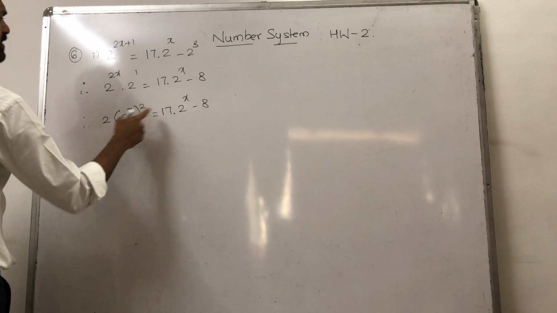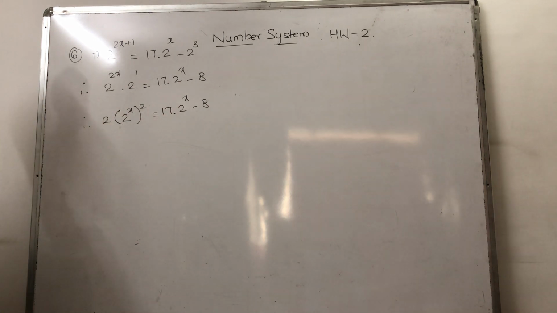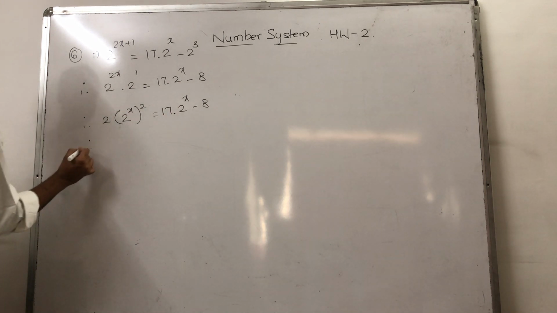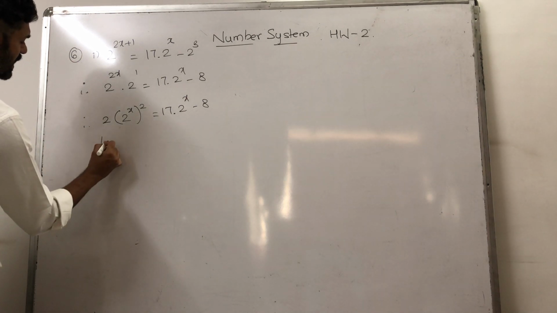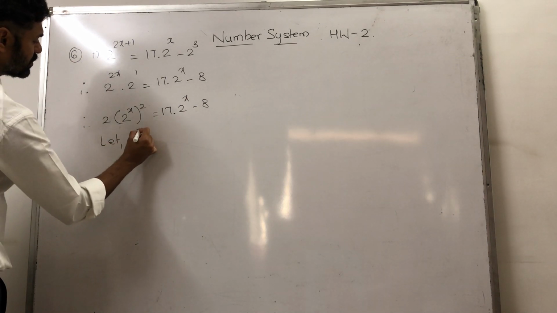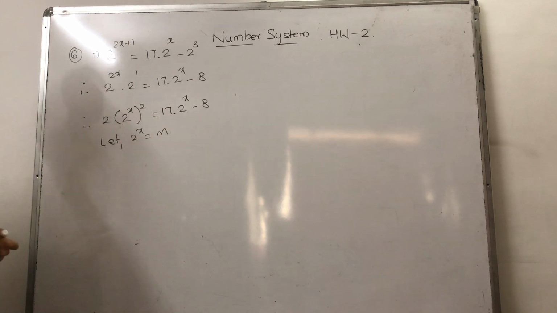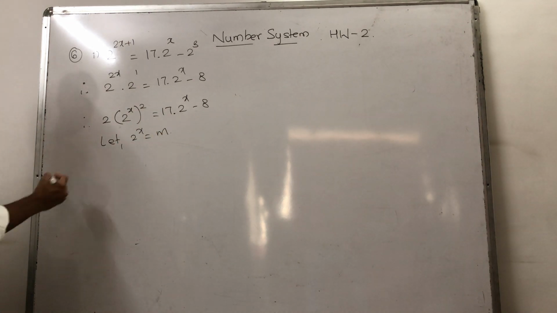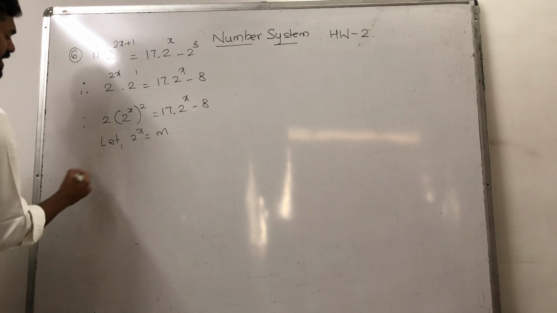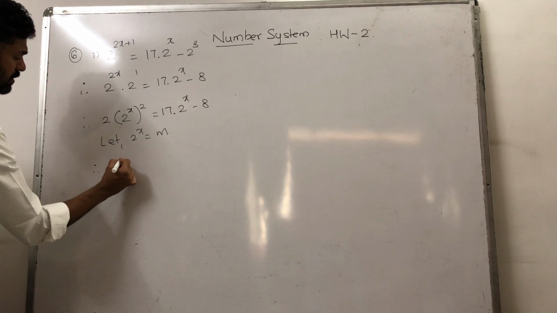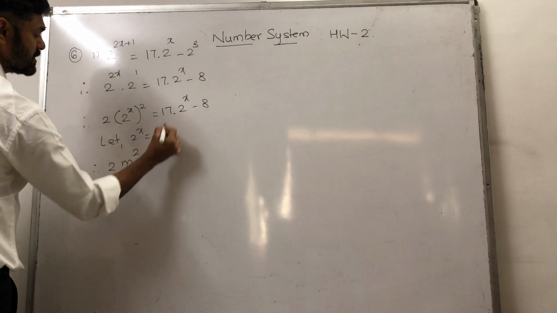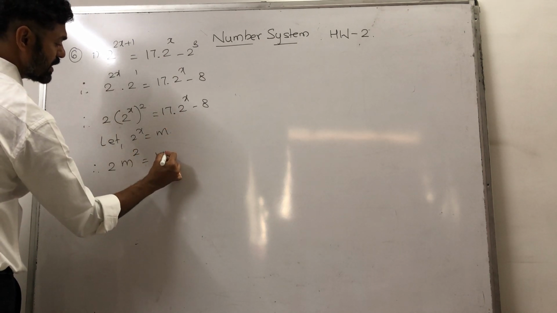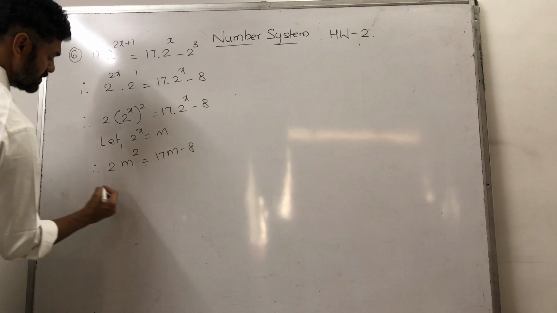If you notice, both sides we have 2 raised to x as a common factor. Just to make the question look easy, I am making an assumption. I write let 2 raised to x equal to m. We will replace 2 raised to x as m, so this equation will become 2, this is m and this is squared, equals 17, 2 raised to x is m, minus 8.